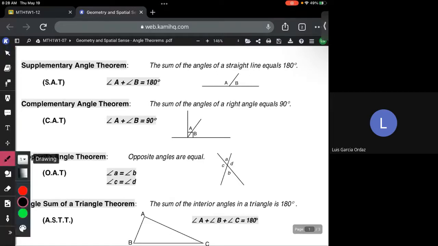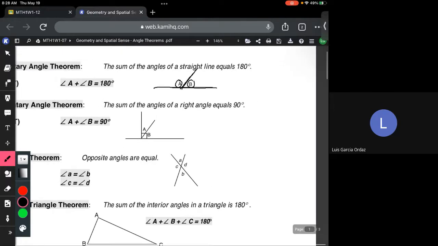Which means you have a straight angle over here, and you have a random line that separates both the angles. So when it comes to these supplementary angles, both angle A and angle B have to add up to 180 to make that straight angle.